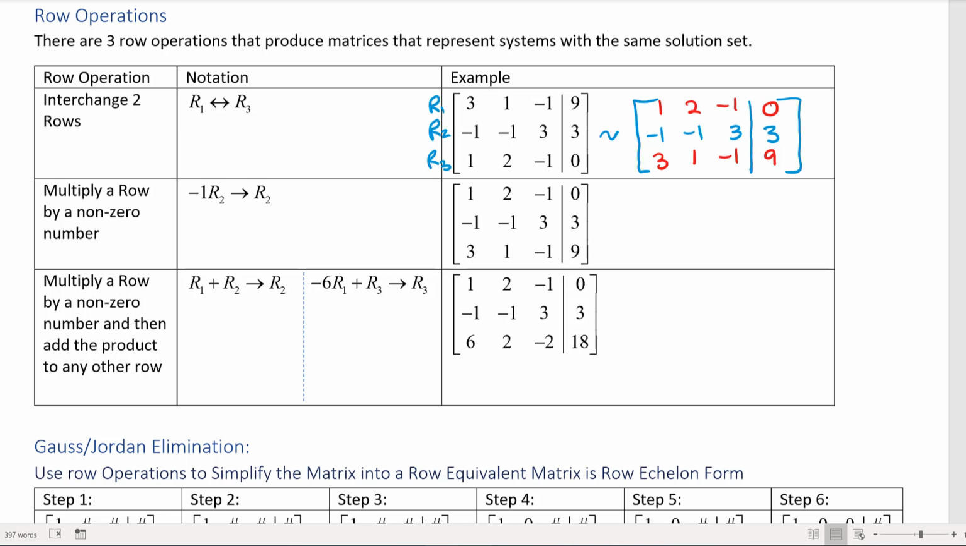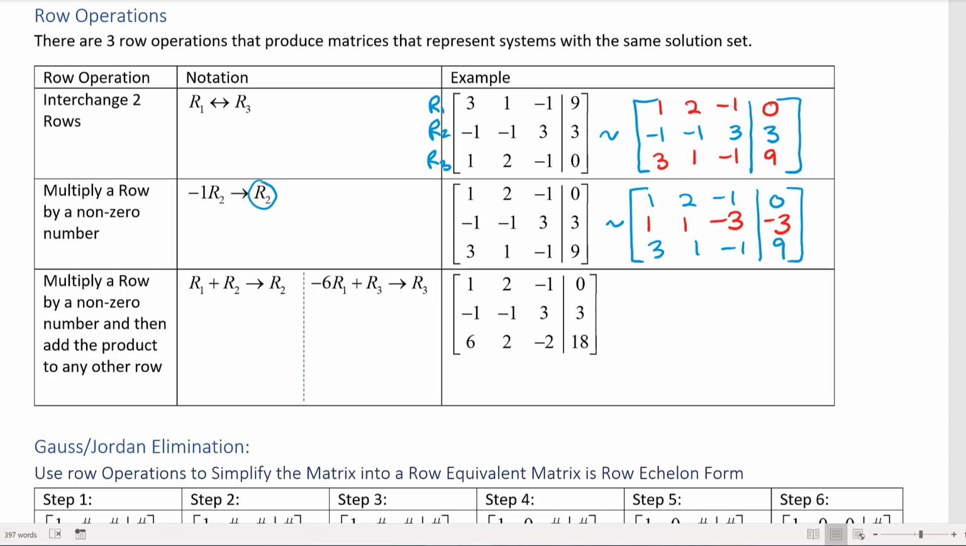Next is multiply a row by a non-zero number, so I'm going to take negative 1 times row 2 and put it back into row 2. Notice the second thing I see is row 2, so that's the only thing that's changing here, because that's what I'm putting it into. So row 1 and row 3 aren't changed at all, so I'm going to leave those the same. And then I'm just going to multiply the entire row by negative 1. Negative 1 times negative 1 is positive 1. Negative 1 times negative 1 is positive 1. 3 times negative 1 is negative 3. And then 3 times negative 1 is negative 3. And so that is multiplying a row by a non-zero number.